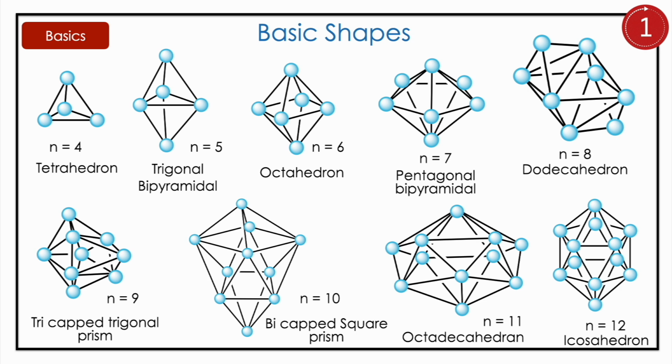Let us see the basic shapes, because these are the shapes the clusters form. Here for vertices, n equals 4 means tetrahedron, n equals 5 means trigonal bipyramidal, n equals 6 means octahedron, n equals 7 means pentagonal bipyramidal, n equals 8 means dodecahedron, n equals 9 means tricapped trigonal prism, n equals 10 means bicapped square prism, n equals 11 means octadecahedron, n equals 12 means icosahedron. Those are all common shapes. Different variations are possible, but you should know the basics behind it.